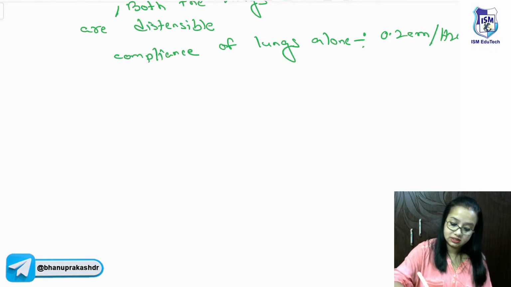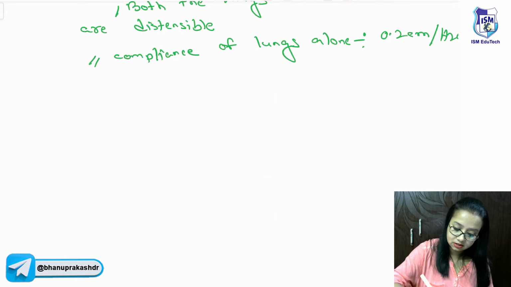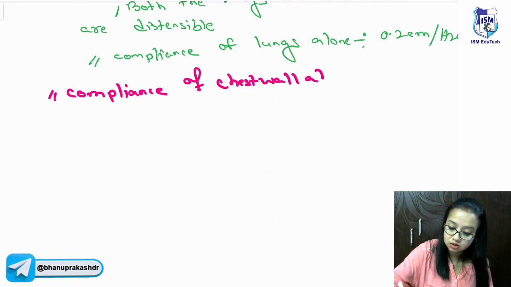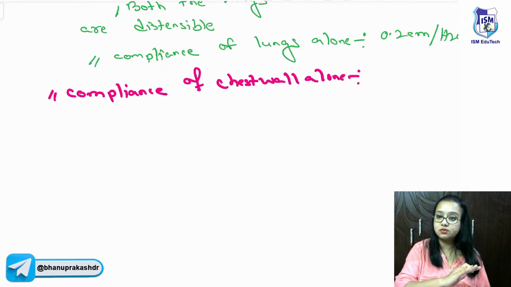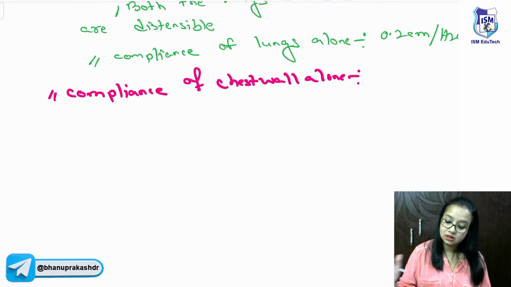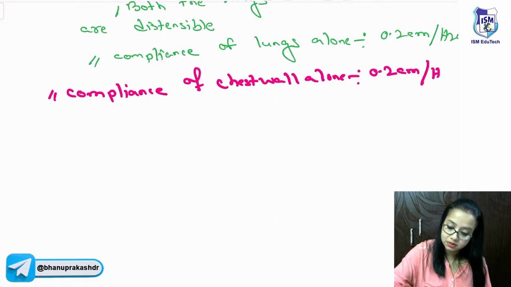That is the scale change. And the compliance of the chest wall alone. Like if the chest wall is without the lungs, say the lung is cut out and left, and in the experimental animal, the chest wall is externally exerted with pressure, because the chest wall also has elastic fiber elasticity and it is capable of undergoing compliance. So that also has a value of 0.2 centimeter per column of water.